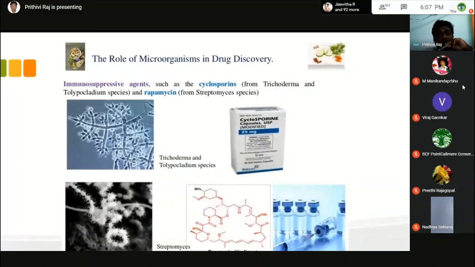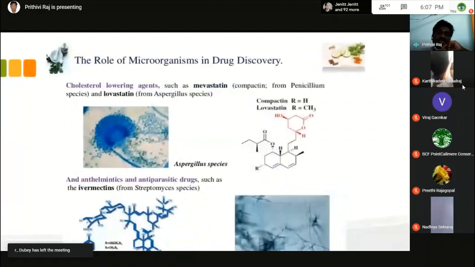Another thing is cholesterol lowering agents. For example, mevastatin is from a Penicillium species, and lovastatin is from the Aspergillus species. So this kind of drugs are obtained from these microorganisms. This is a compound structure I have indicated here.